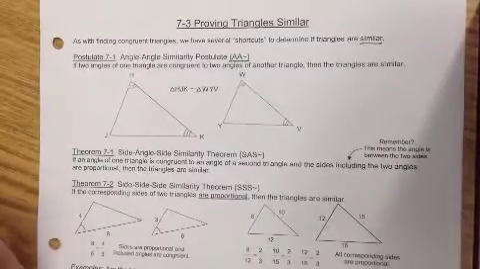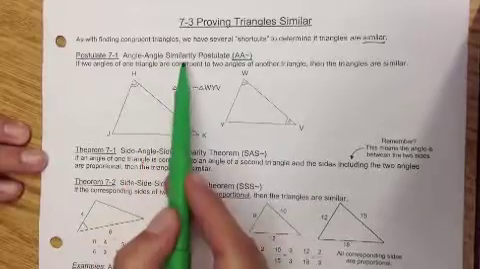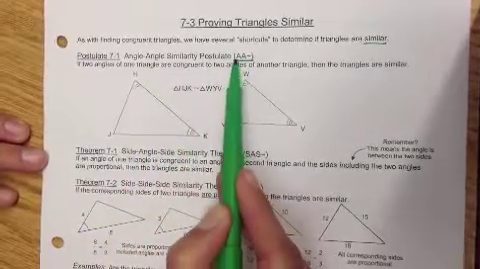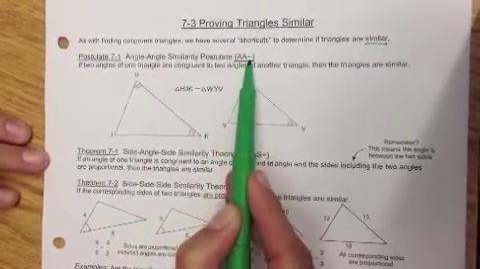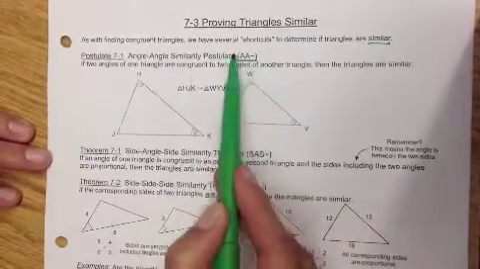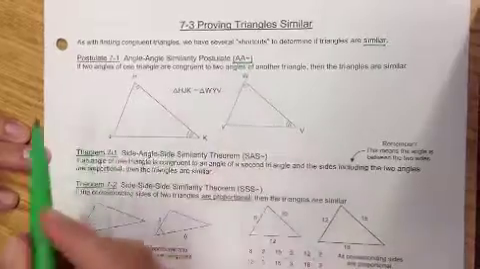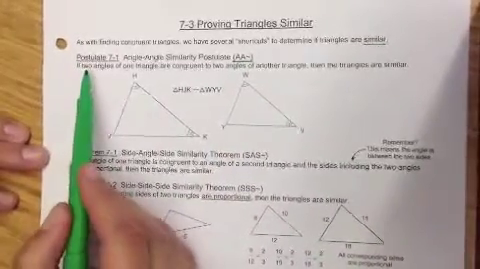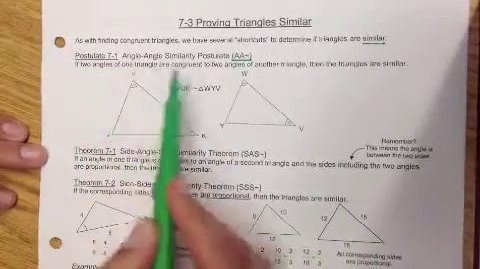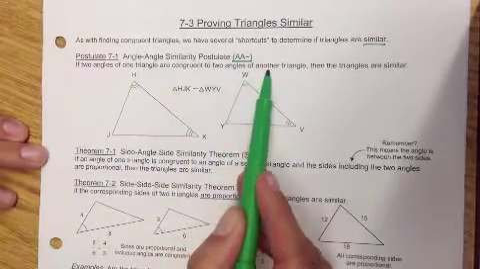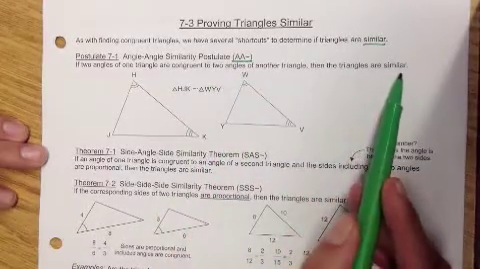Postulate 7-1 is the angle-angle similarity postulate. We abbreviate it with 2 A's and the similarity symbol so that we can distinguish it from when we were using congruent triangles. Now we're talking about similar triangles. This postulate says if 2 angles of one triangle are congruent to 2 angles of another triangle, then we have triangles that are similar.